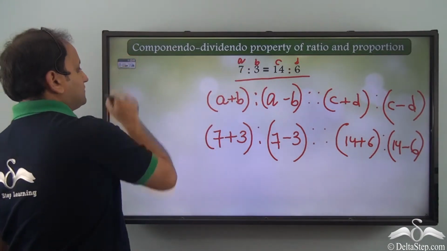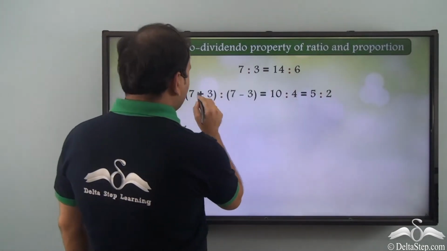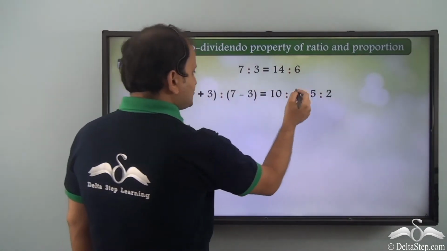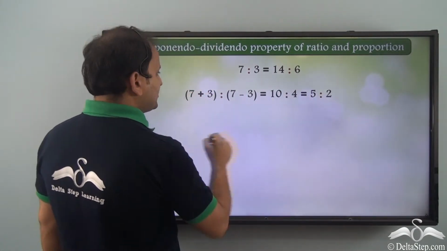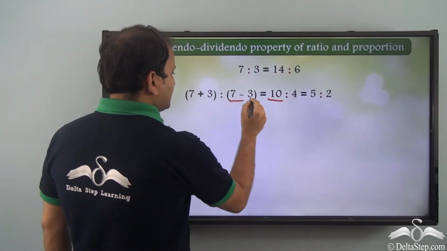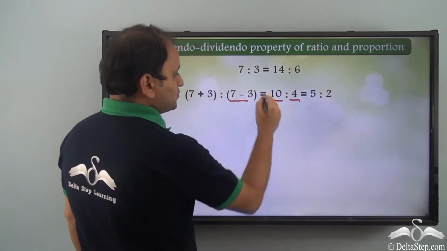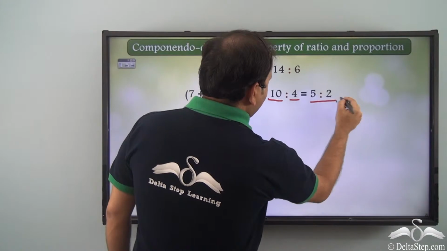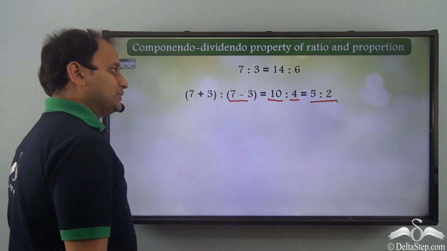Now if we consider 7 plus 3 is to 7 minus 3, we can write it as 10 is to 4, because 7 plus 3 is 10 and 7 minus 3 is 4. So 10 is to 4. This can be further simplified and we'll have 5 is to 2, right?